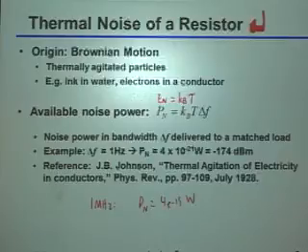Now, by the way, one reason why it's really useful to keep these numbers in mind is that there may come a day where somebody tells you, I want you to build a 10 gigahertz bandwidth amplifier with 4 femtowatts of input referred noise. So what's the problem?